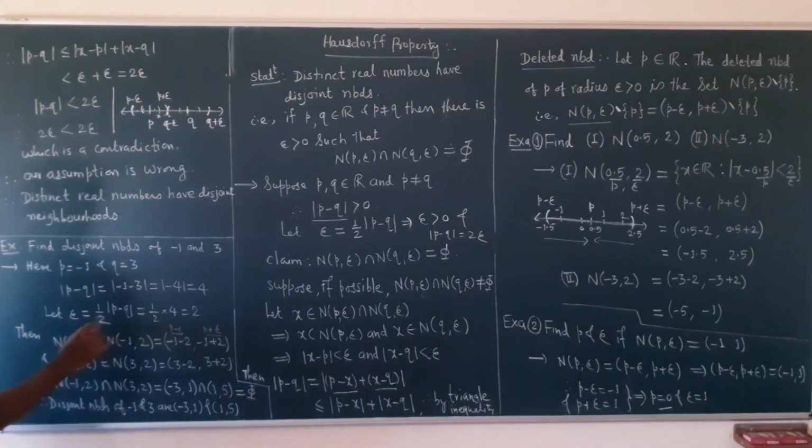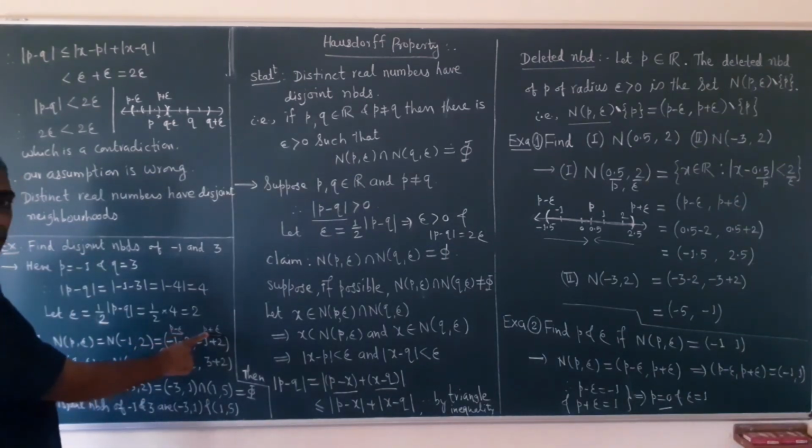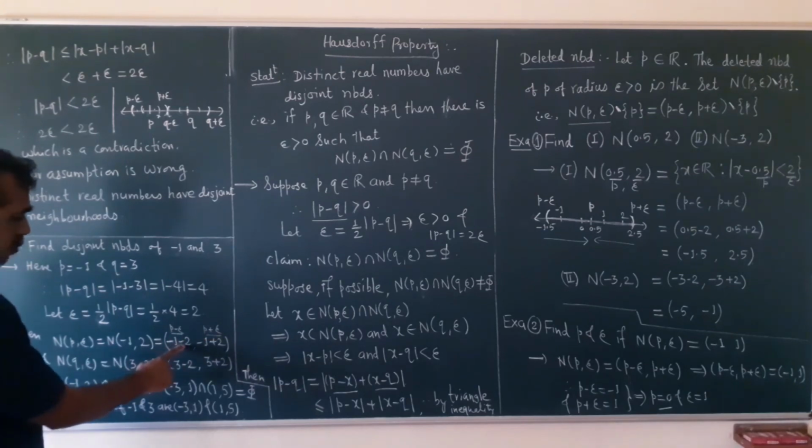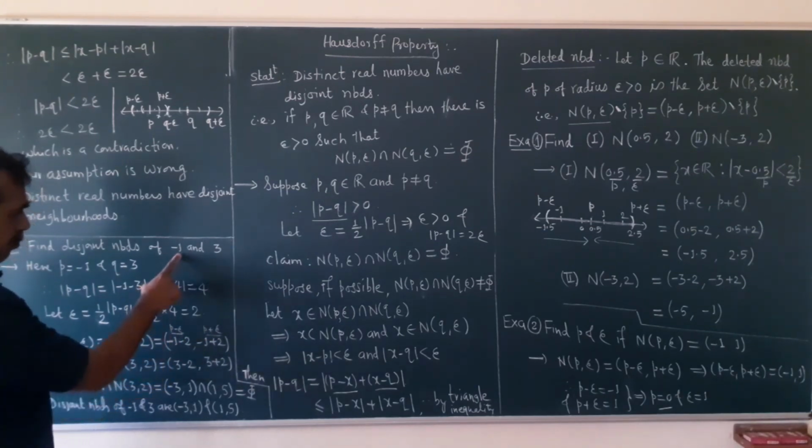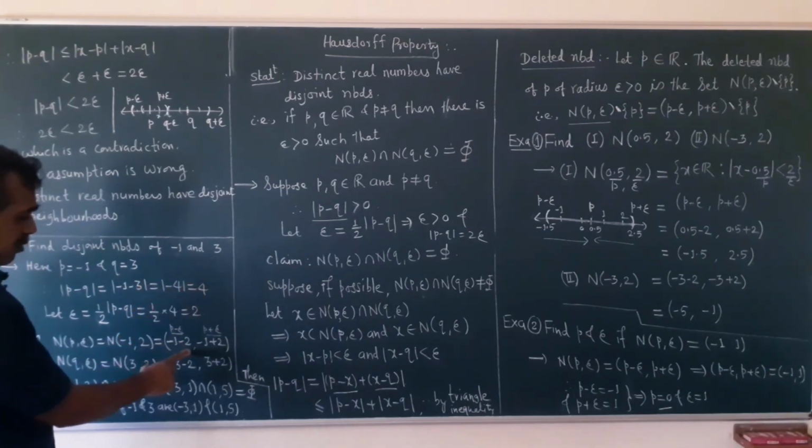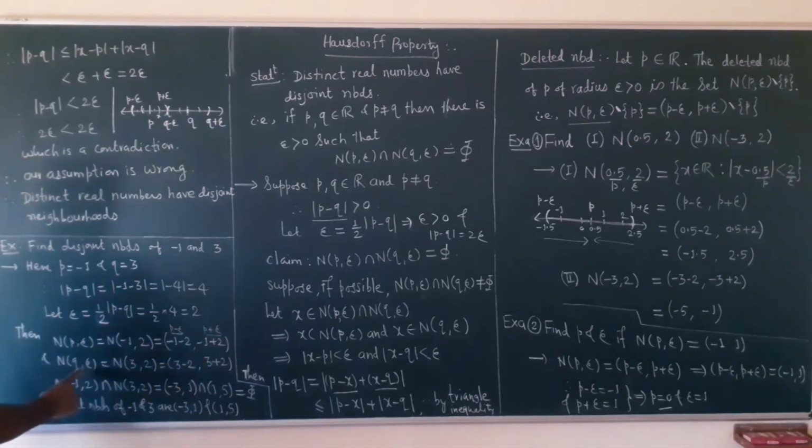So, I choose here half of this. So, half of 4 is 2. So, my radius is 2. Therefore, N_epsilon of P, that is the neighborhood of minus 1 of radius 2, what is it? It is nothing but the open interval P minus epsilon, P plus epsilon. So, P is minus 1 and radius is 2, so minus 1 minus 2 and minus 1 plus 2. Similarly, the neighborhood of 3 of radius 2 is 3 minus 2, 3 plus 2.